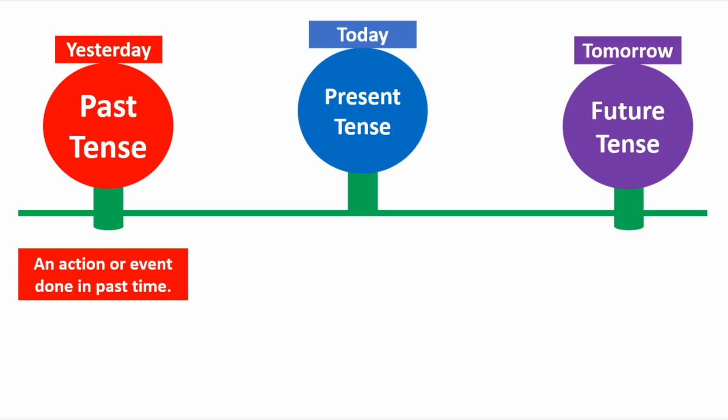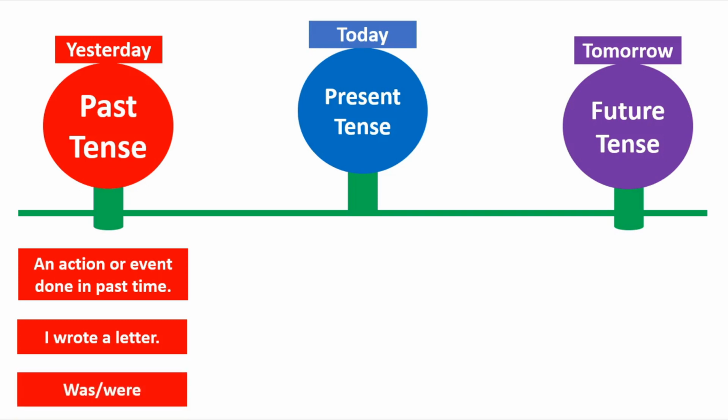Past tense: an action or event done in past time is called past tense. For example, I wrote a letter. In this sentence, the action of writing was done in past time. Was or were is used as a helping verb in past tense.